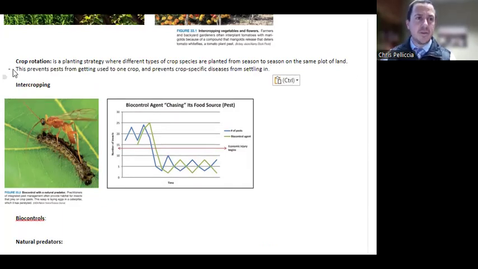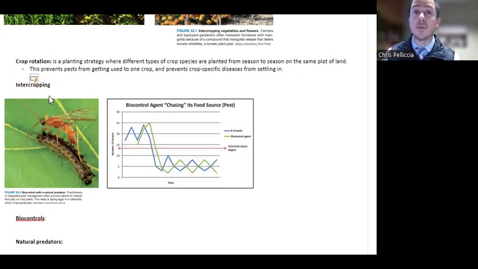I think you can imagine if you had the same crops year after year, pests would have a reliable food source, and that might help those pests to thrive, which would then force you to use more pesticides.